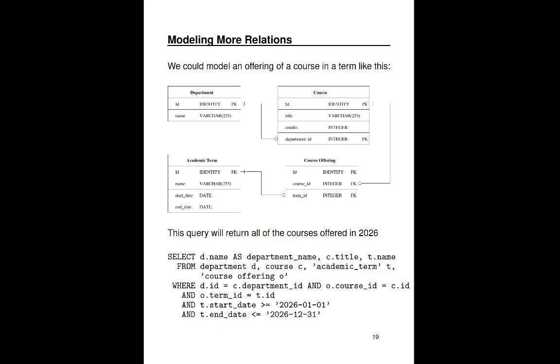And then in the where statement, you need to glue all of this stuff together. So here we glue everything together by saying, hey, listen, we want to select that information where the ID of the department is the department of the course offering, and the ID of the course offering is the department of the course. And the term ID of the offering is the ID of a term. So basically, again, gluing everything together. And the start date of the term is after January 1st, and the end date is before December 31st in 2026.